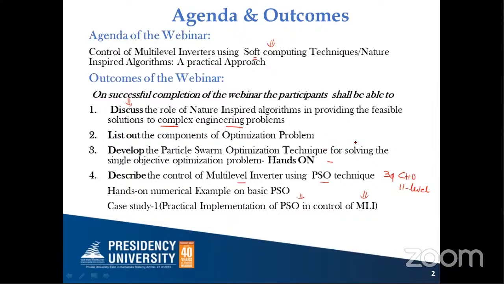And we will take one algorithm that is called the PSO algorithm. And here we are having two parts. So we will see how this algorithm can be implemented by taking some example. And another one is we will take some case study and we will implement this PSO algorithm to control the multi-level inverter. So that is our today's agenda.